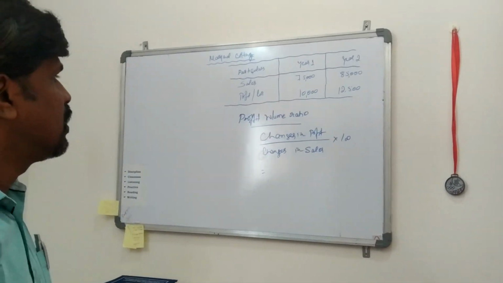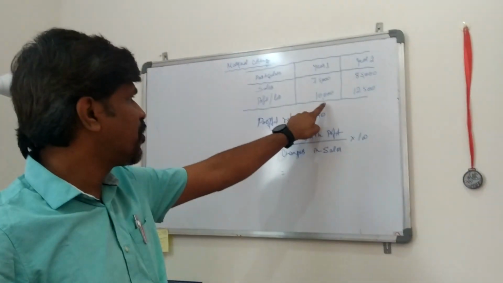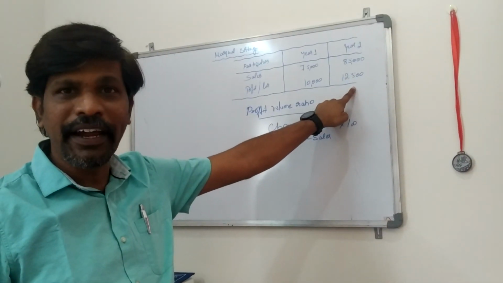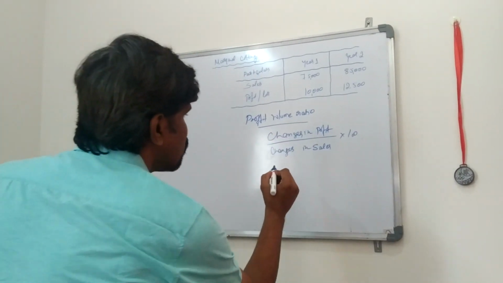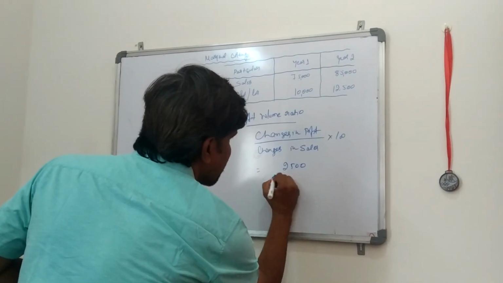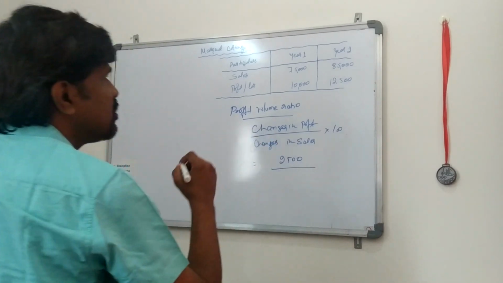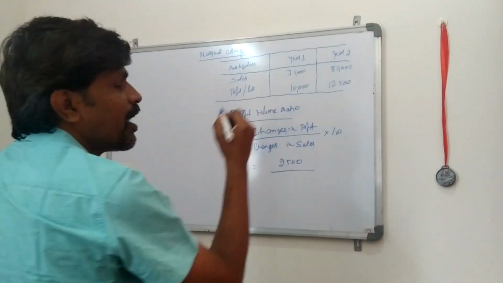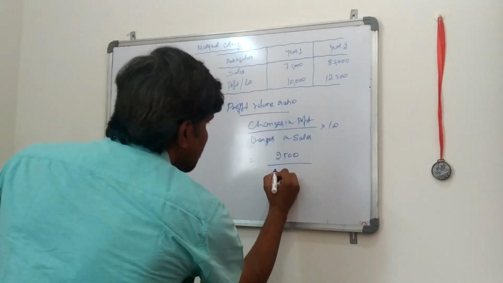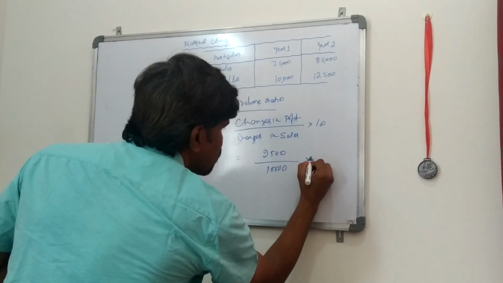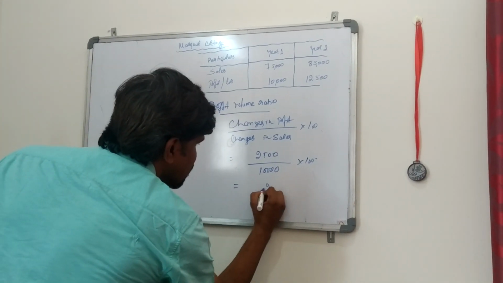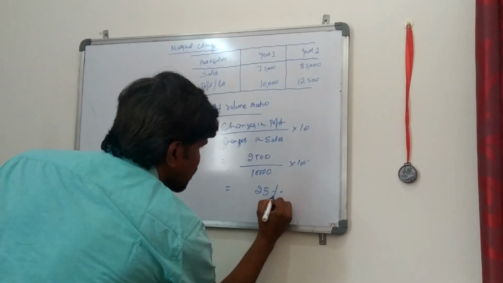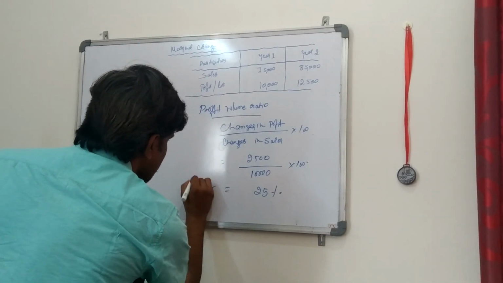So for this, the change in profit: profit is 10,000 and 12,500, so the change is 2,500, divided by the change in sales, which is 75,000 and 85,000. The difference is 10,000, into 100. So this comes to a 25% PV ratio.